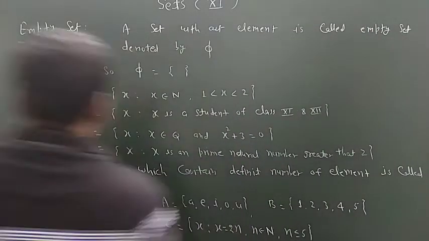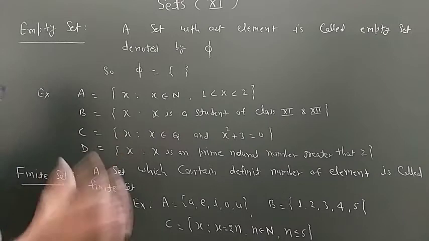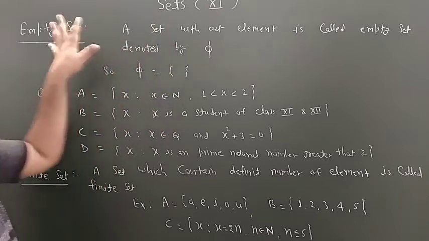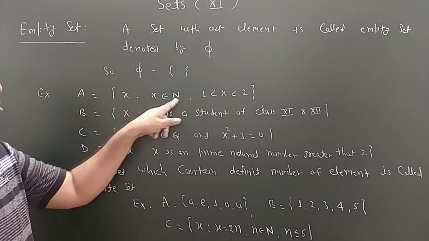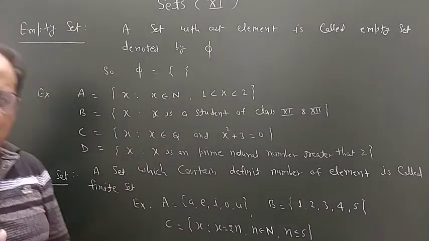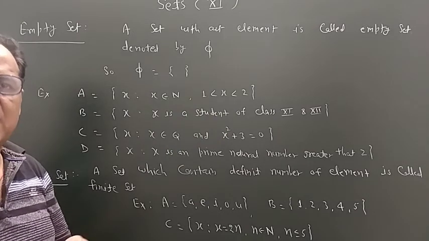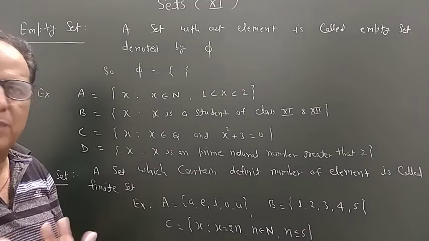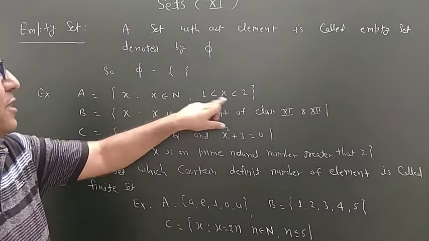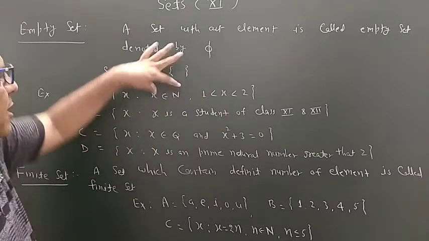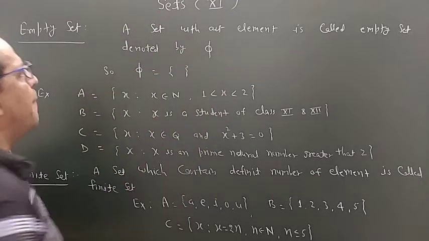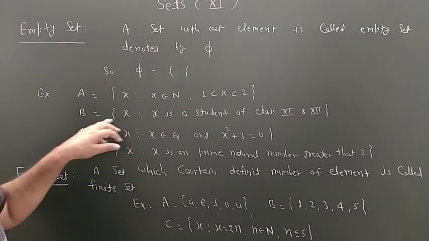For example, A equal to x. I am giving an example in set builder form for the empty set. x belongs to N, that means x is a natural number, and 1 less than x less than 2. We know well the first natural number is 1 and the second natural number is 2. So there is no natural number between 1 and 2. Our condition is that x is a natural number lying between 1 and 2, so there is no natural number here. So clearly this set is an empty set.